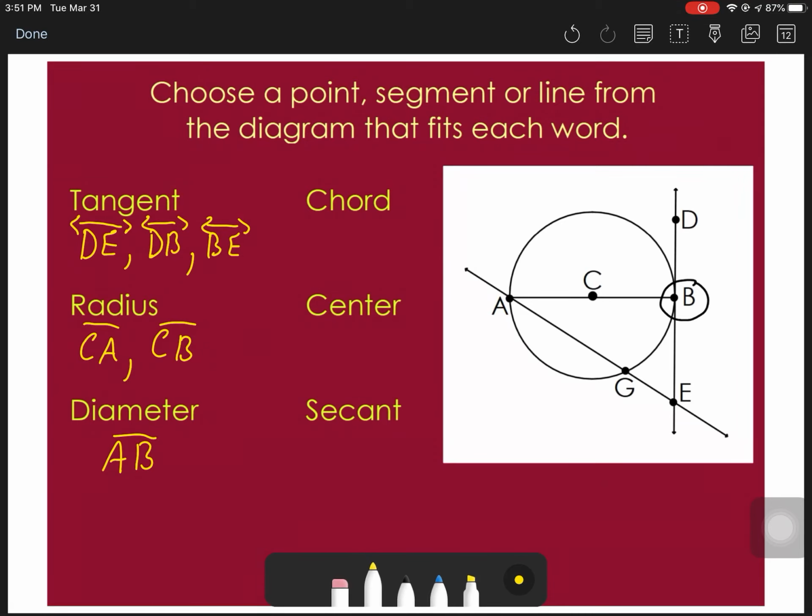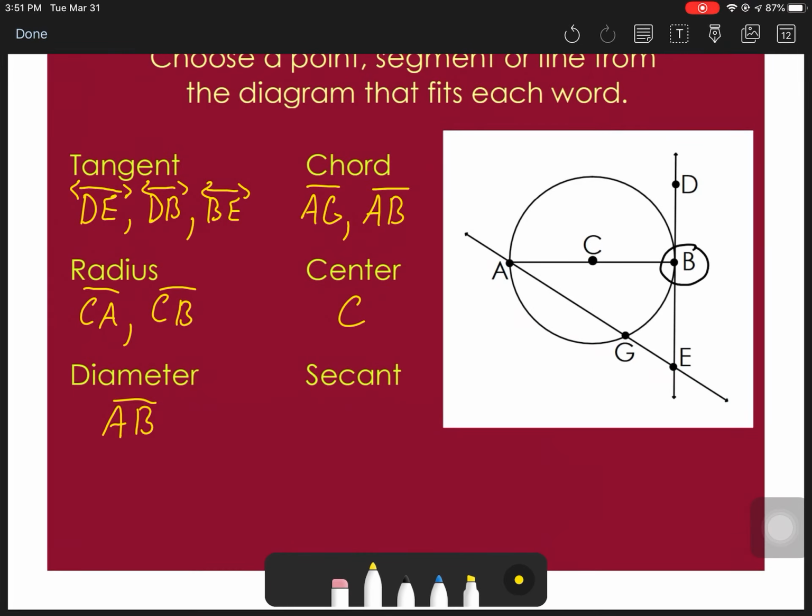Then we have a chord. There's two options that would work for the chord. Chord goes from one point on the circle to another point on the circle, but it doesn't have to go through the center. So technically, the one that we would probably think of first is AG. That is a line segment, goes from one point to another. Or technically AB is also a chord, even though it's also a diameter. That's just the more specific name. And then our center point is just C, point directly in the middle.